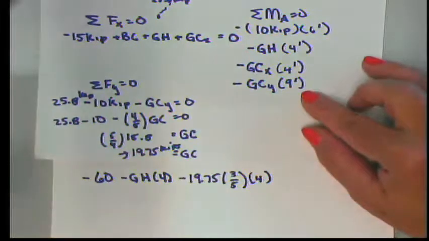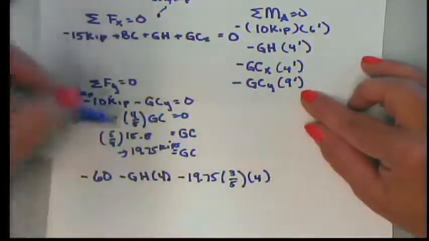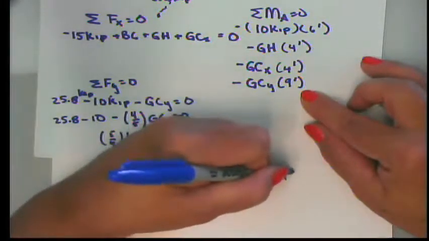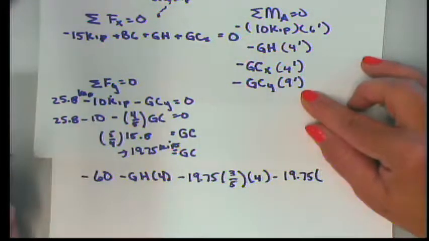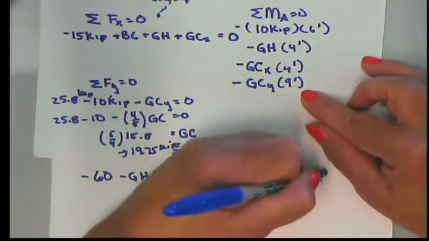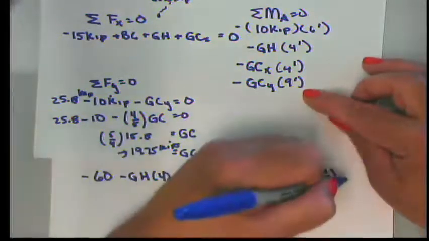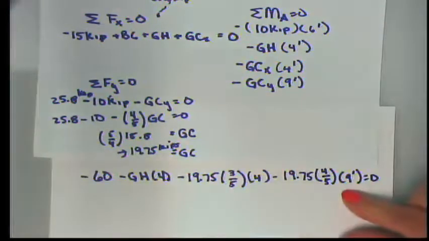And last but not least, G sub C in the Y direction, which we already found the value of, but that's okay. We'll just do it this way. Minus the same 19.75, only this time it's the force in the Y direction, so that's 4 over 5 for my triangle, times that moment arm, which is 9 feet, and those things added together equal 0.